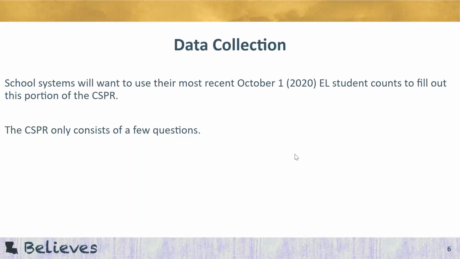Data collection: you'll want to use your most recent October 1 count. And when I say that, you're thinking, oh, wasn't that just the other day? That's almost too recent. We actually are going to want you to use your 2020 count because we're asking about 2020 data. So you're going to look for that. That makes you feel a little bit better, like you're not trying to scramble and get those numbers for October 1st, 2021. You're wanting the information for 2020, and the form actually explains that. Okay, and then it only consists of a few questions, and I'm going to go over those questions right now.